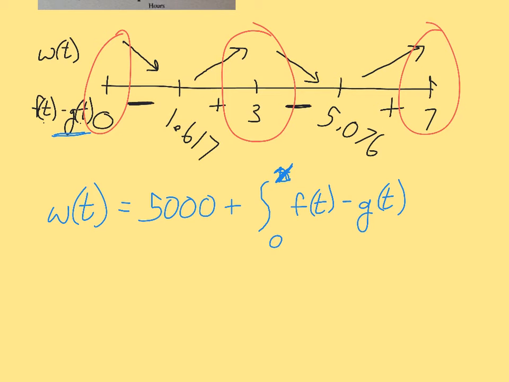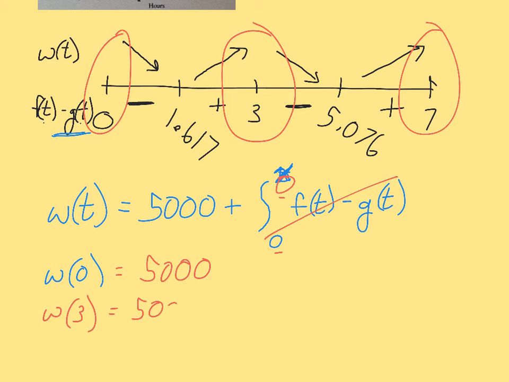Well, I want to test 0. So let's look at W at 0. If I go from 0 to 0, where both the endpoints are the same, nothing has happened there. We haven't added or subtracted any water, so that whole thing just becomes 5,000. All right, let's look at 3. So I have my 5,000 plus, I'm going to go 0 to 3 of all of this.